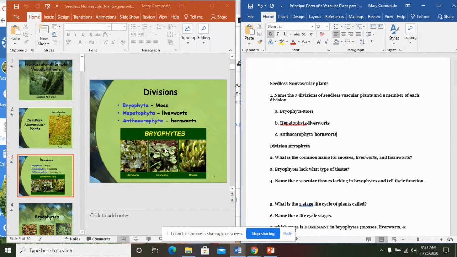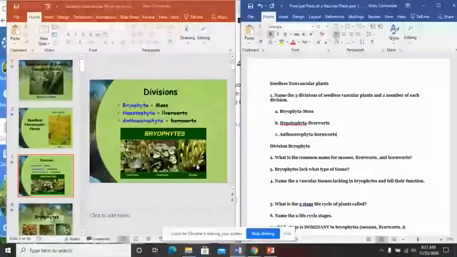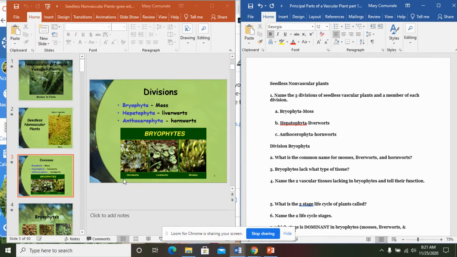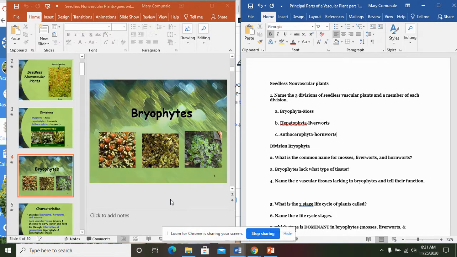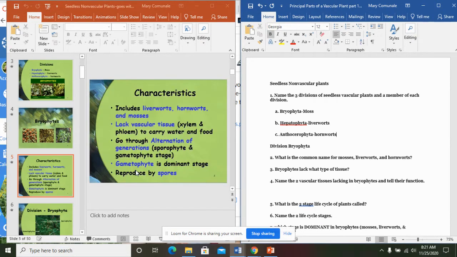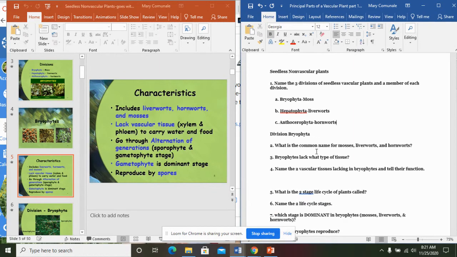Okay, and if you look down here is a picture of each one of them. They look very similar to one another, at least the hornworts and the liverworts do. Moss is a little different. They're not as flat. So we're going to start talking about the bryophyta division, which is going to be our mosses. So what is the common name for mosses, liverworts, and hornworts?